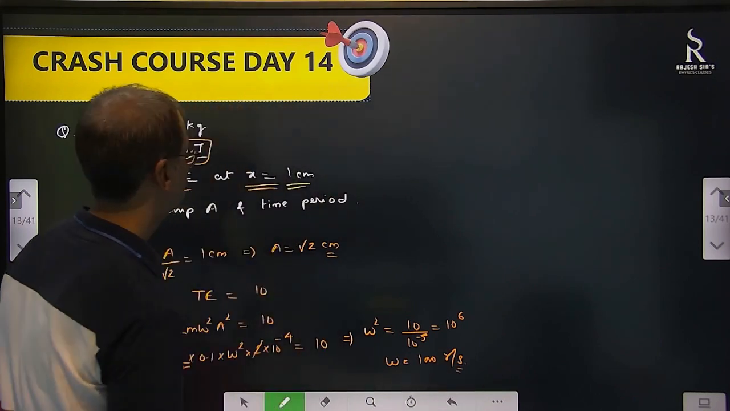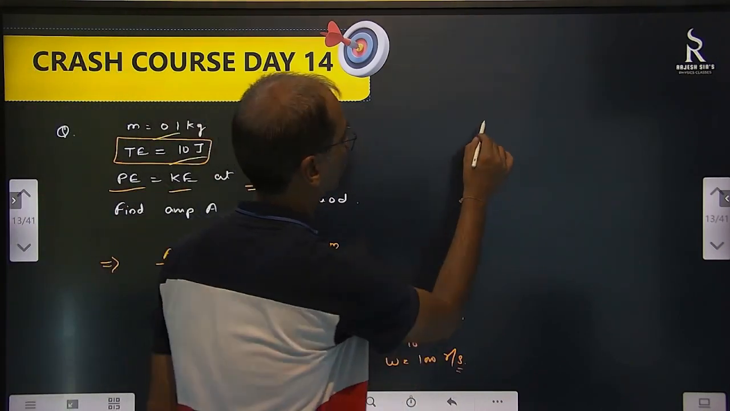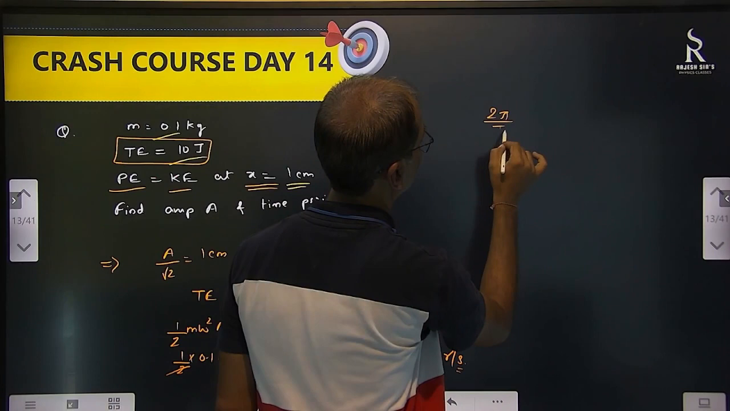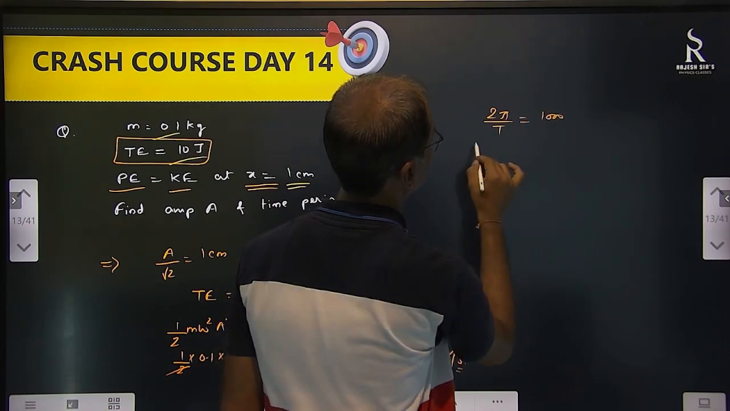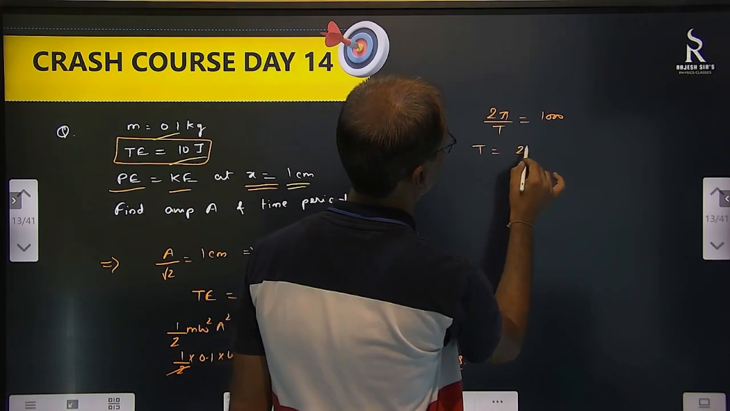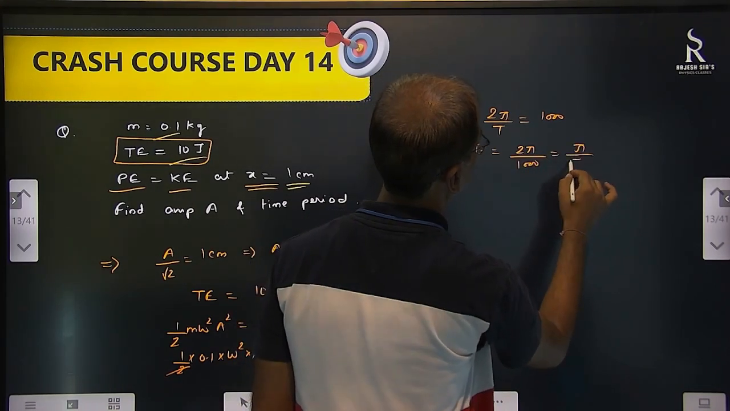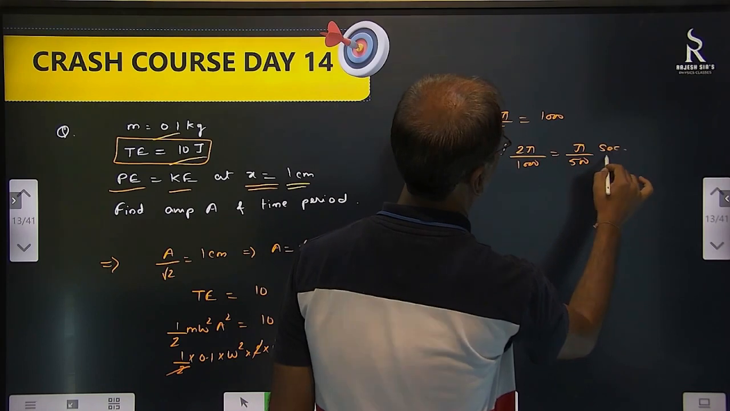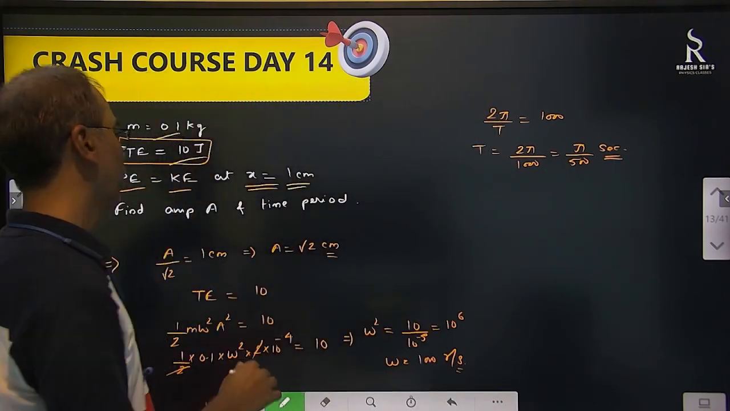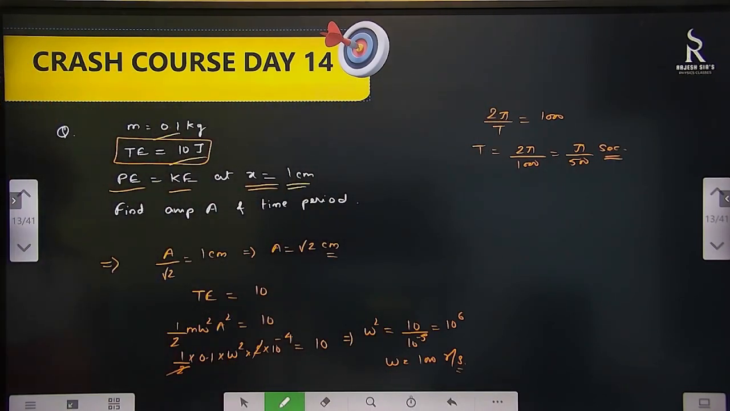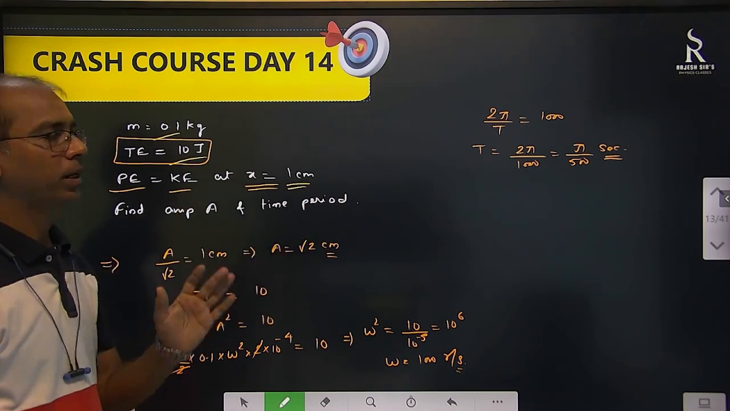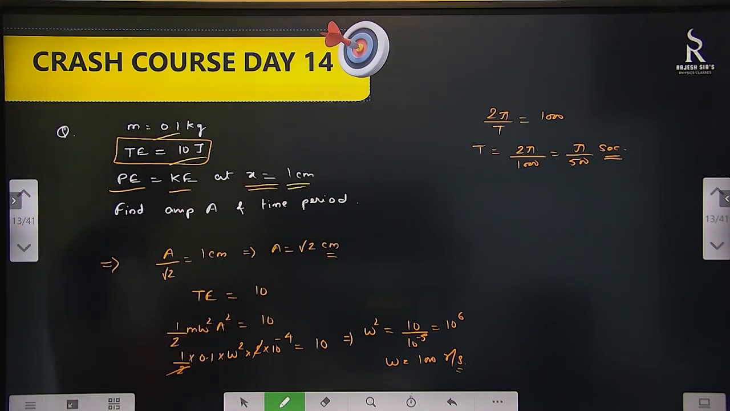And what does he want? Time period. So omega is 2 pi by T. So 2 pi by T equal to 1000. So T value is 2 pi by 1000, or pi by 500 seconds. Okay, that's pi by 500 seconds. Right? Clear? So this is how kinetic energy, potential energy questions we are able to solve. Let's see next.